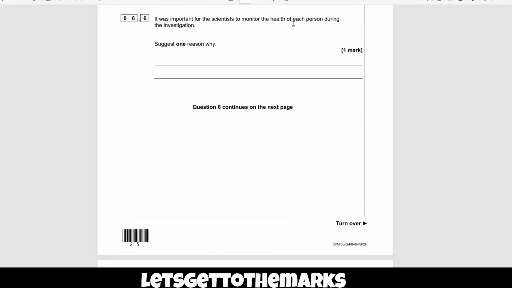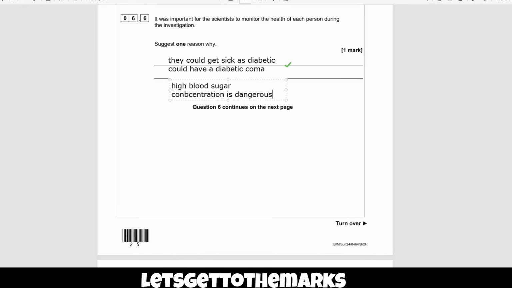It was important for scientists to monitor the health of each person during the investigation. Well, they're diabetic, so they could slip into a diabetic coma. They could get sick, could have a diabetic coma. That's a terrible answer, the way I've worded that, but you know what I mean. They do not produce insulin, so high sugar levels are dangerous. High blood sugar concentration is dangerous. I said diabetic coma, so that's good enough, I think. But yeah, it's dangerous because you could go into a diabetic coma.